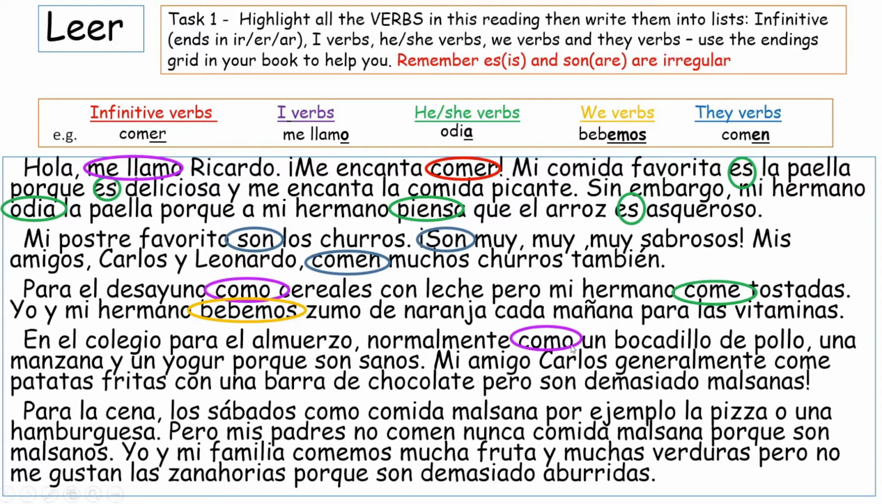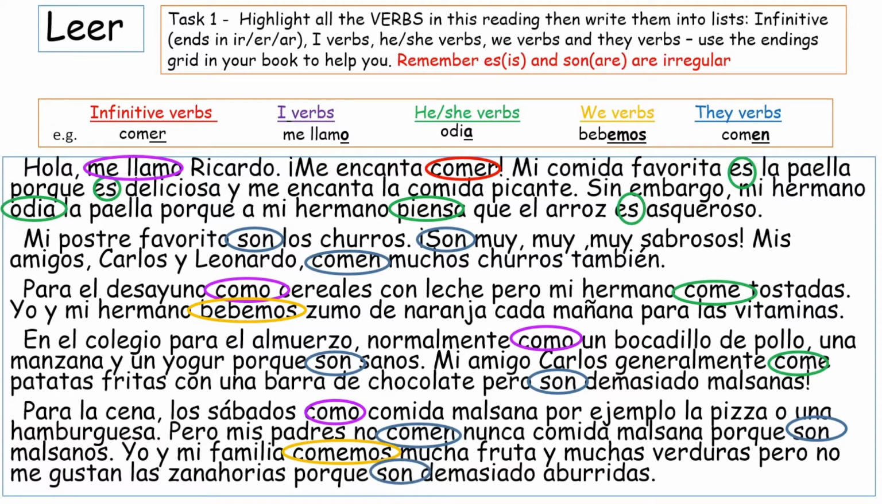Como, down here, an I verb, I eat. Son, they are or are, so it's a they verb. Come is a he or she, in this case it's with a boy, mi amigo Carlos, my friend Carlos, eats. Are again. And we have como again, so another I verb. Comen, a they verb, they eat. Son, are. Comemos, we eat.